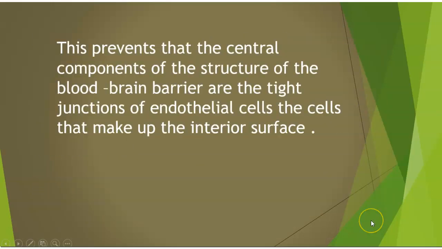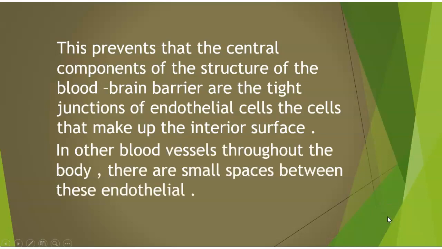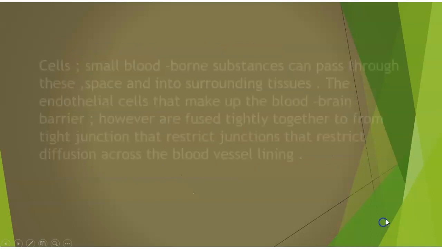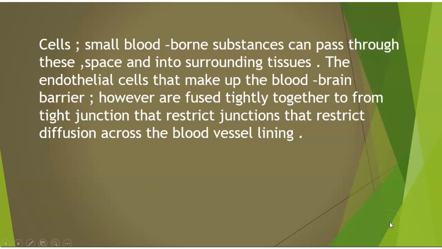The central component of the structure of the blood-brain barrier is the tight junctions of endothelial cells, the cells that make up the interior surface. In other blood vessels throughout the body, there are small spaces between these endothelial cells. Small blood-borne substances can pass through this space and into surrounding tissues.